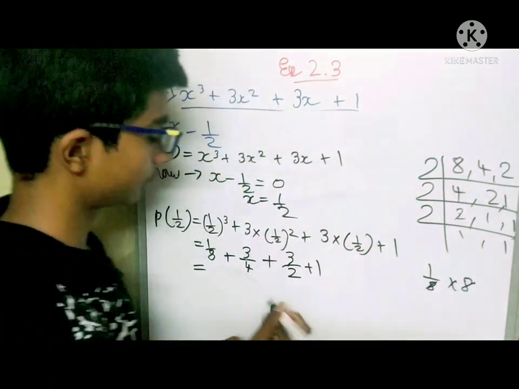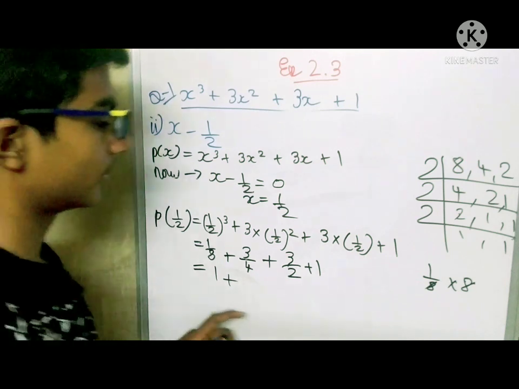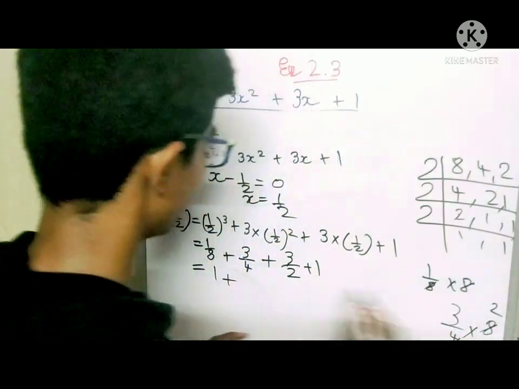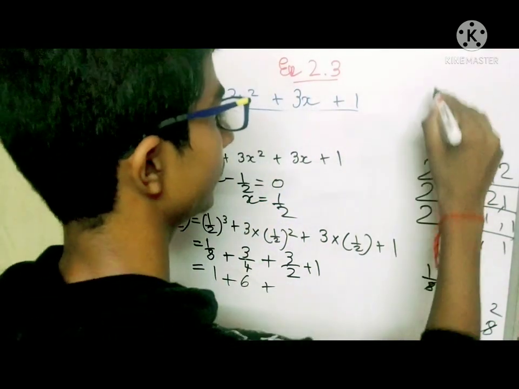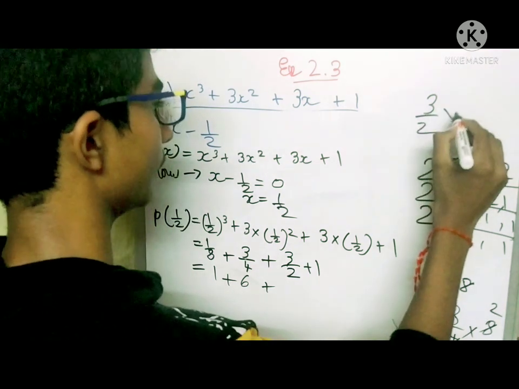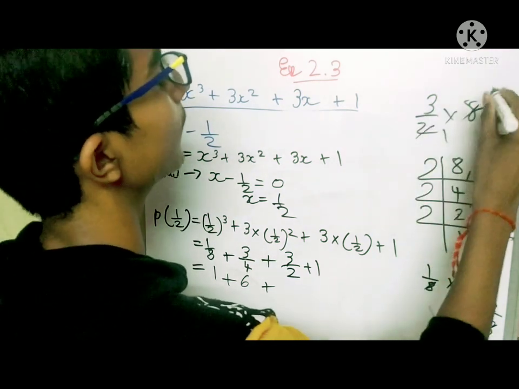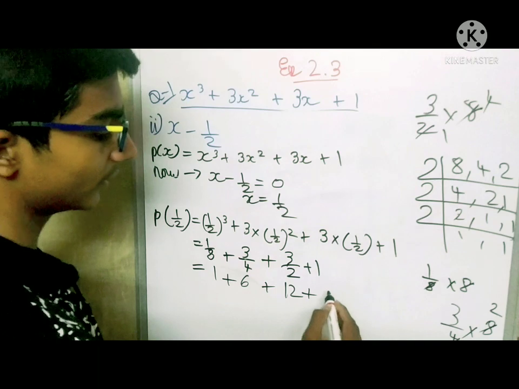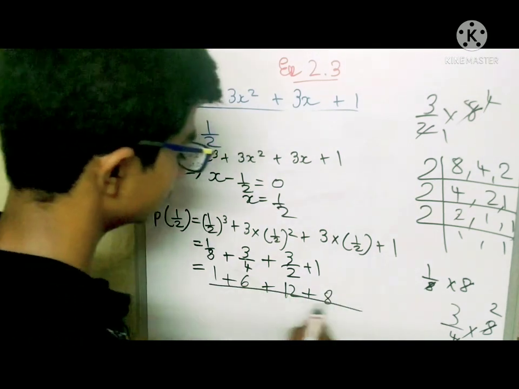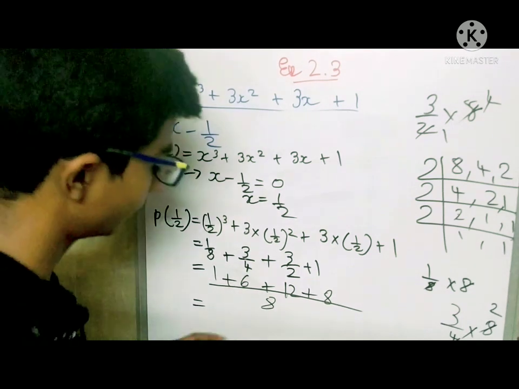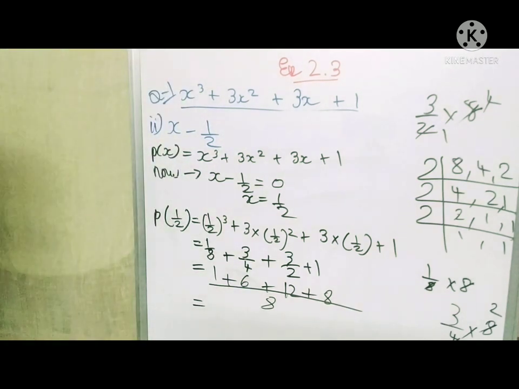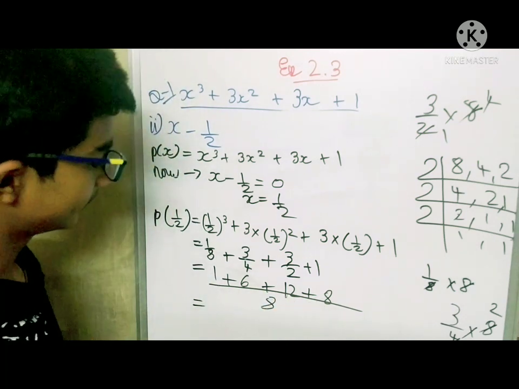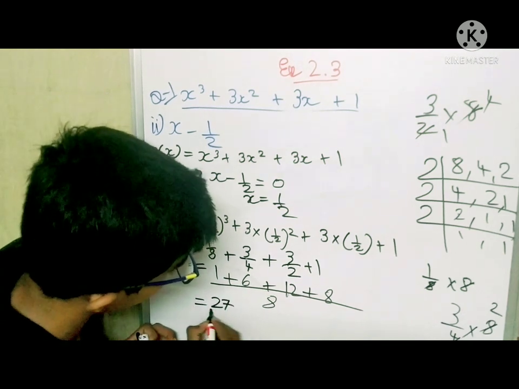So here 8 will be cut, so 1 will be remaining, plus 3 upon 4 into 8, so 4 twos are 8 and 3 twos are 6, plus 3 upon 2 into 8, so it will be 2 fours are 8, and 4 threes are 12, plus 8 into 1 is equals to 8 upon 8. I hope the screen is visible. Yes, it is. So now 6 plus 1 is 7, and 7 plus 20 is equals to 27 upon 8.